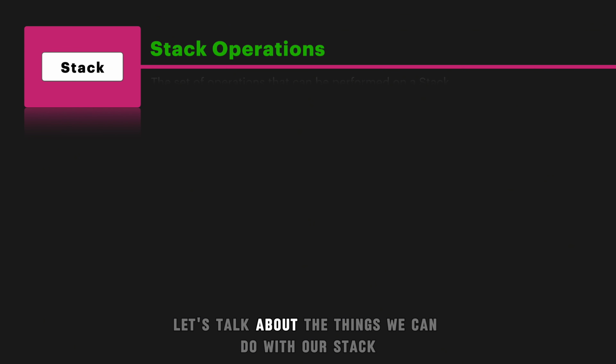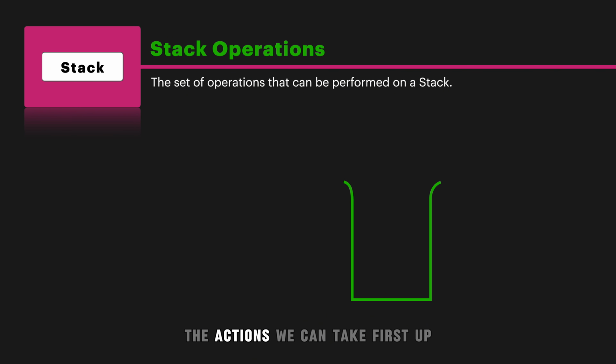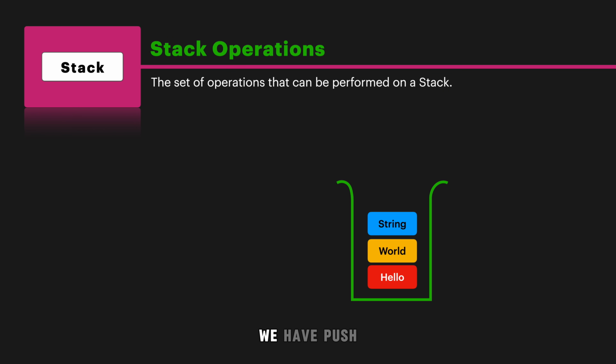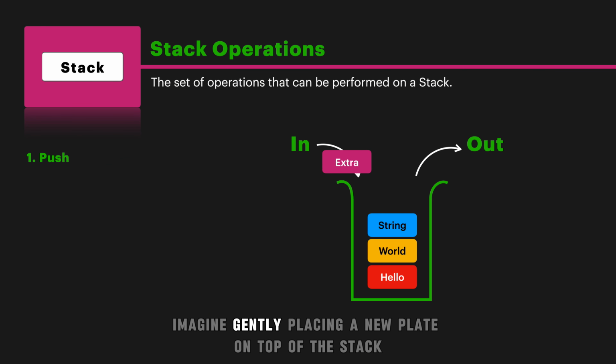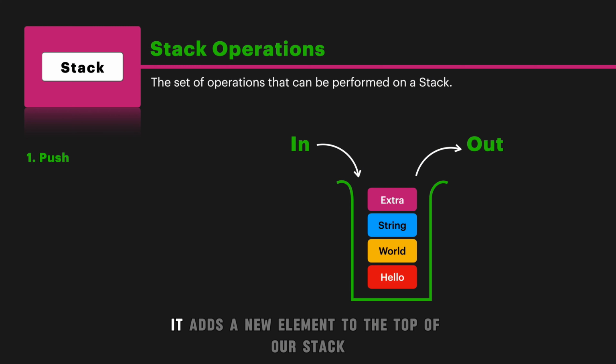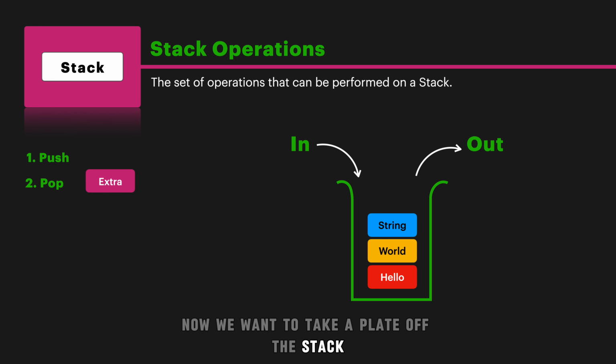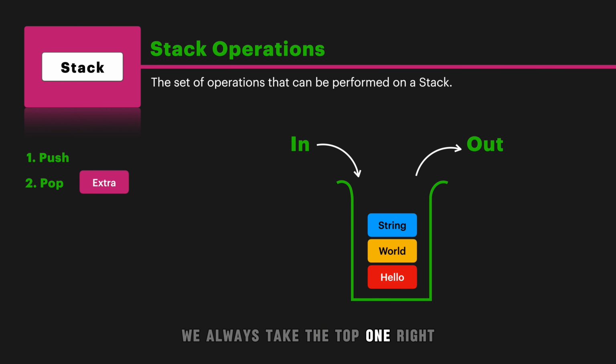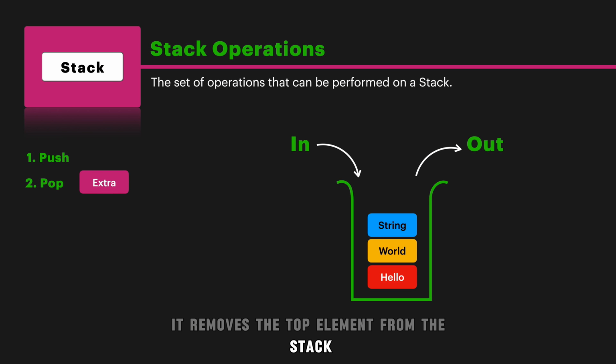Now, let's talk about the things we can do with our stack, the actions we can take. First up, we have push. Imagine gently placing a new plate on top of the stack. That's what push does, it adds a new element to the top of our stack. Next, we have pop. Now, we want to take a plate off the stack. We always take the top one, right? That's what pop does, it removes the top element from the stack.